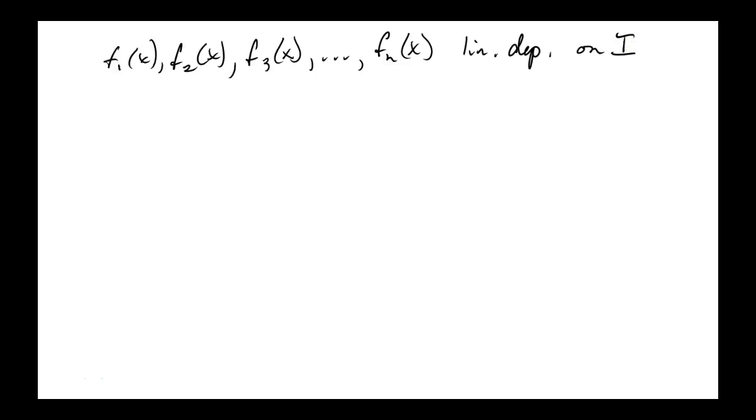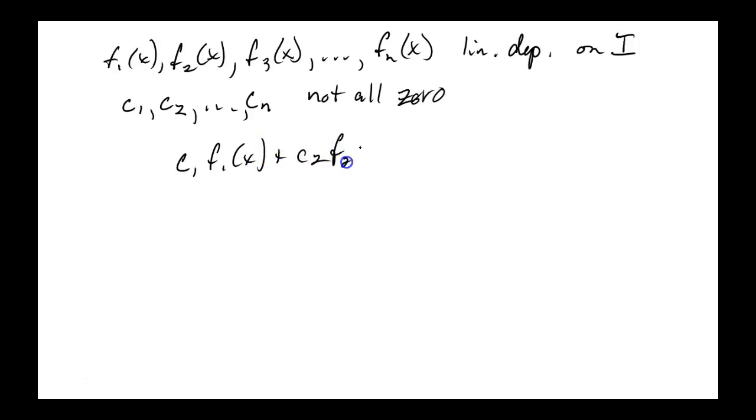if there exist constants c1, c2, dot, dot, dot, up to c sub n, not all 0, that's an O, not a 0, I don't need to slash my O's. I only slash zeros. Such that c1 f1 of x plus c2 f2 of x plus dot, dot, dot, plus cn fn of x is equal to 0.